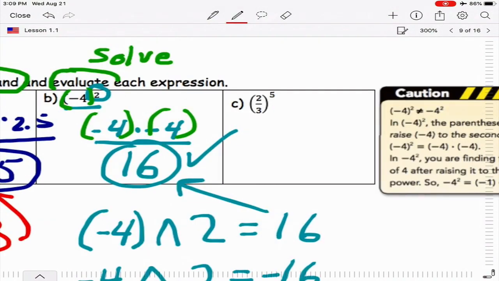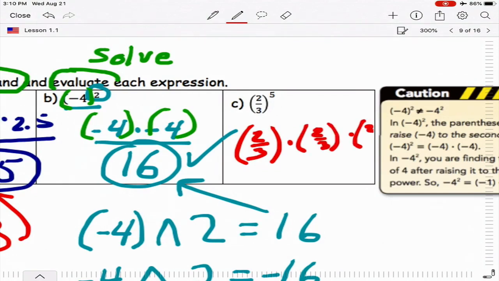Okay, we have to expand first. So here it's 2/3 in the parentheses. Once again, if it makes your life easier, just do each one with parentheses. You don't have to, but if that makes it easier, go ahead. So you can just do 2/3 times 2/3 times 2/3 and then times 2/3 times 2/3. And that's how you expand 2/3 to the 5th power.